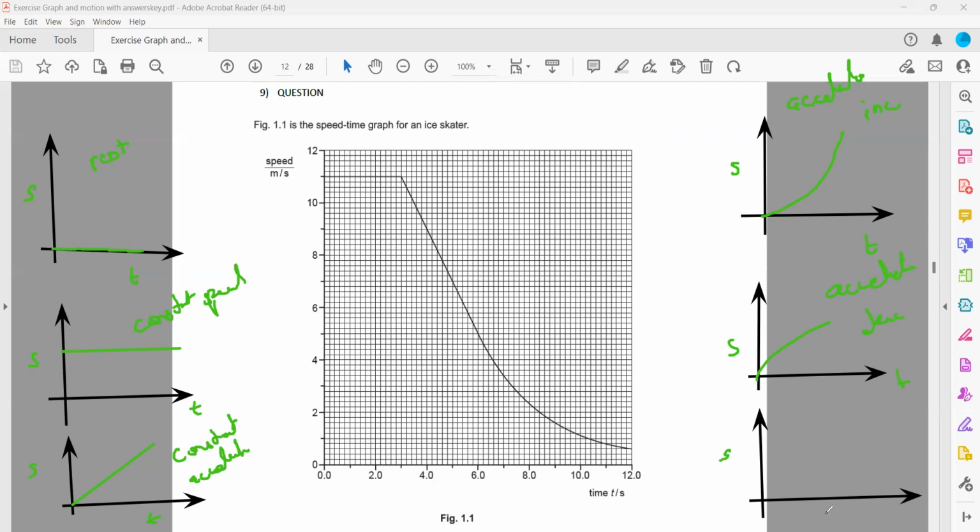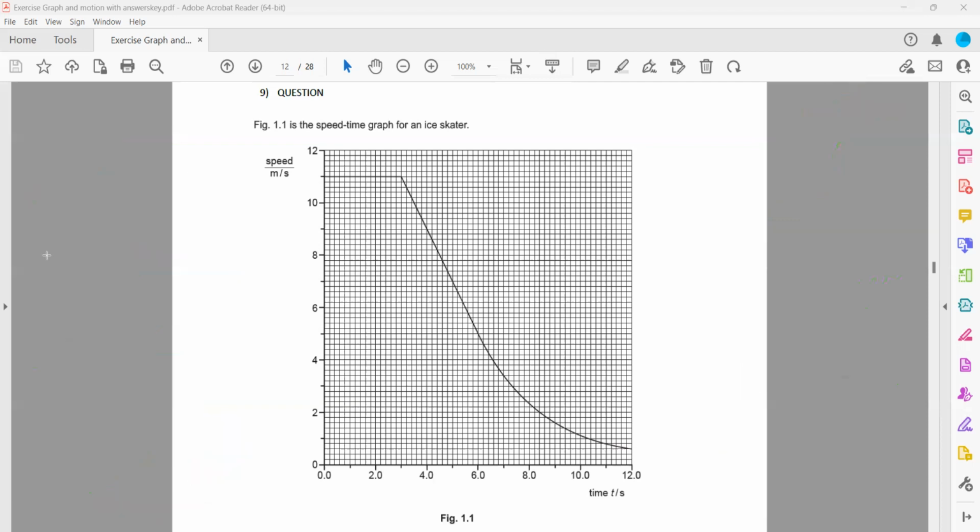Then we might have a decreasing speed. Three possibilities are there for a decreasing speed. It might be a constant decrease in speed, an increasing deceleration, or a decreasing deceleration. So we have a speed time graph. If it is a constant deceleration, then speed will decrease, but it will be a straight line. So whenever there's a straight line, we can say that the object is having a constant deceleration, like constant change in speed.